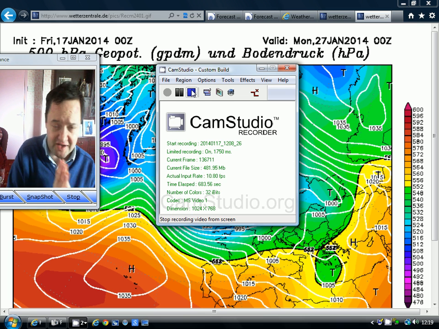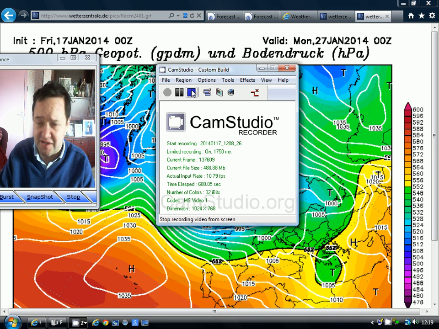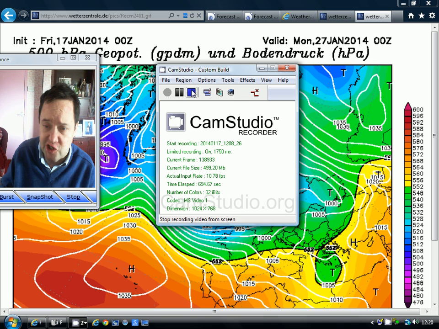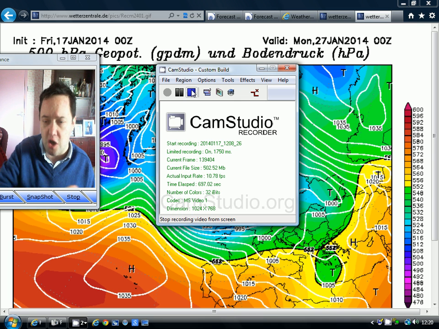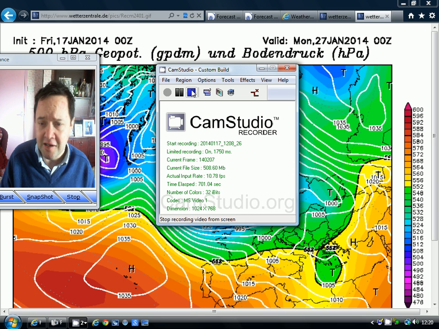Probably, if the JMA and CFS are correct, it will be very unsettled going through February as well. It's going to be a remarkably wet winter if these charts are right. If the unsettled weather goes on into February, it will be a very wet winter, and we'll just have to wait and see how it all pans out.